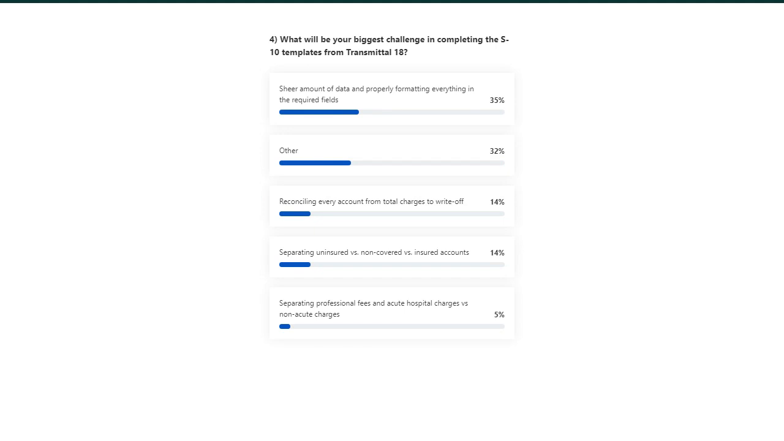All right. Well, I'll jump in here. I can see it's kind of mixed across the board, and we would expect that. Mostly the sheer amount of data that you're just having to parse out and put in the templates is one of the biggest issues we run into for hospitals.